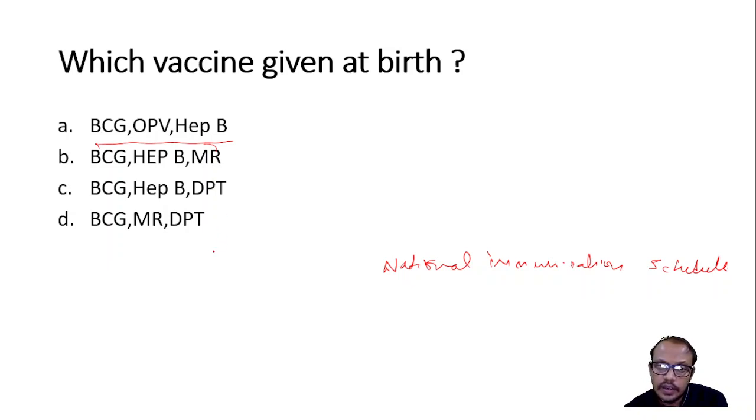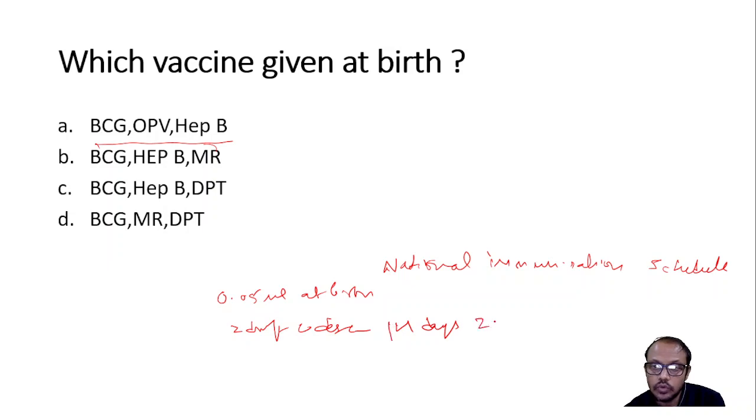BCG is given 0.05 ml at birth. OPV, 2 drops of OPV, 0 dose. It is also called the 0 dose of OPV, given at birth and up to 14 days, or you can say 2 weeks. Hepatitis B within the first 24 hours is called the birth dose of hepatitis B.